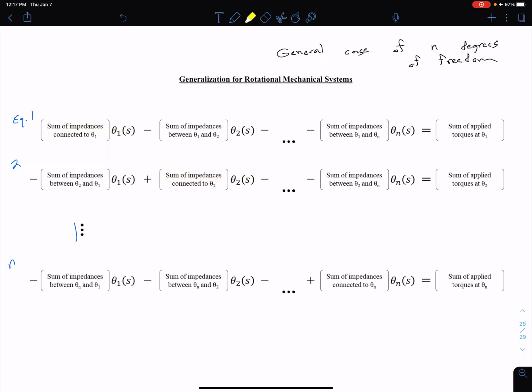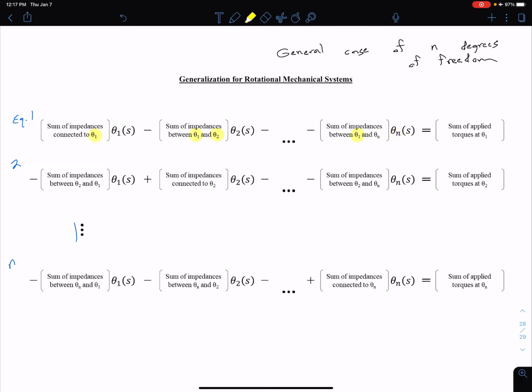A couple other things, of course. If we're in equation 1, we're just summing impedances at 1. For every other term, we're summing impedances between 1 and whatever other point of motion we're talking about. So theta 1 and theta 2, all the way up to theta 1 and theta n, are multiplied by those impedances.